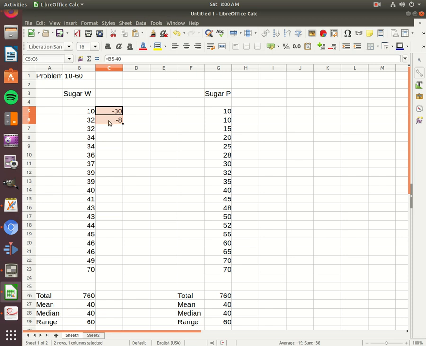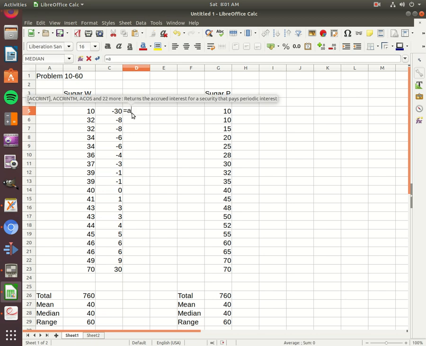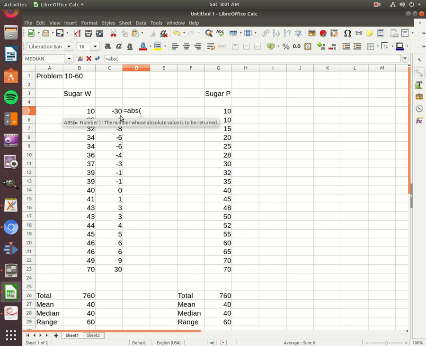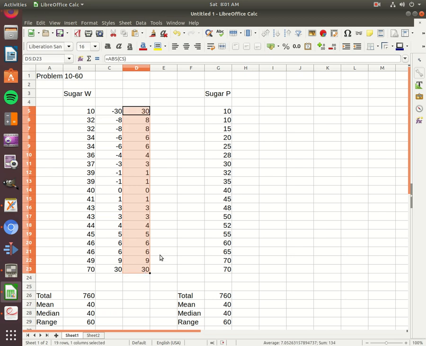32 minus 40 is negative 8, and so on and so forth. So I get all these numbers automatically filled in. But like we mentioned, we want the absolute value. These are not the absolute value. So we can write, this is pretty neat, absolute value. I just want the absolute value of these numbers. So you can see it's going to change them all to the absolute values.